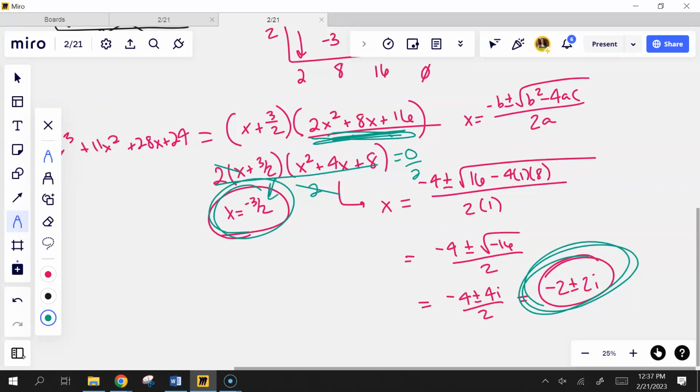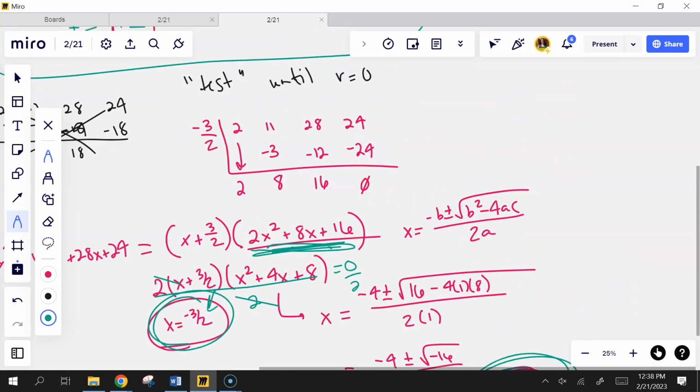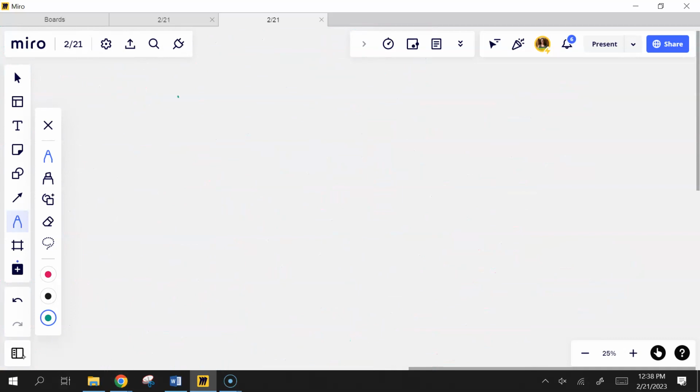This is a pretty cool little rule. We're going to start easy with it. It just helps you whenever you have lots of possible zeros.